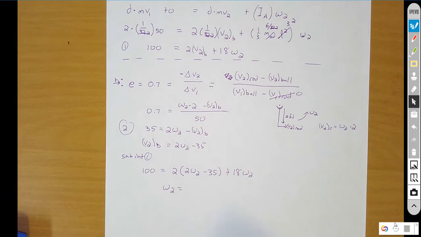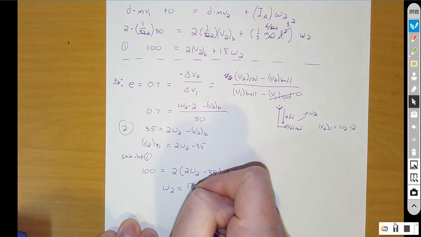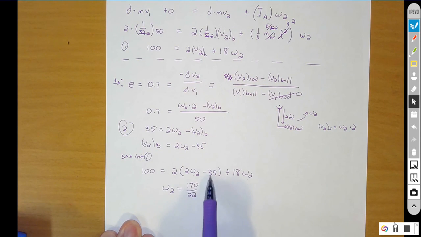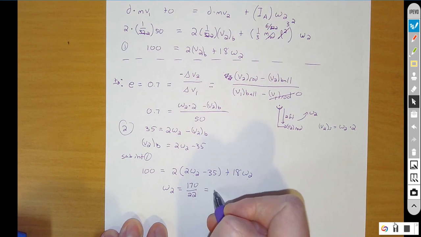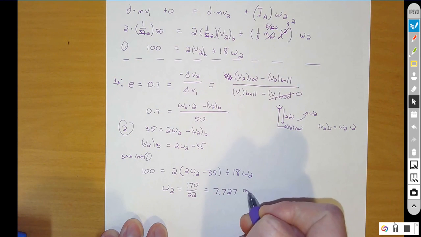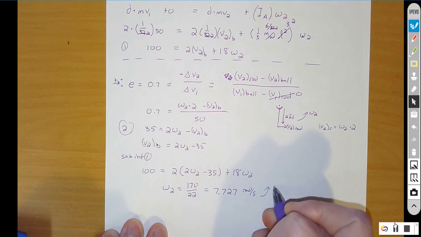You solve that for omega 2, and you will get 170 divided by 22. So basically you're going to get a 70 here, move it over, and you'll get 22 times omega 2. And in fractional form that is 7.727 radians per second, and it is positive, which means that we guessed correctly.